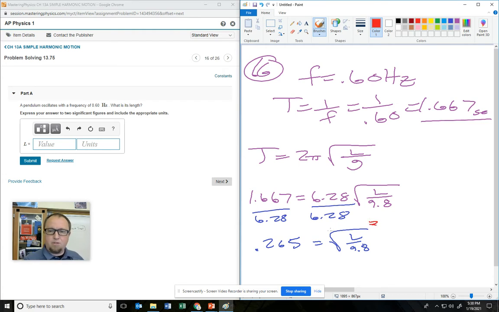Well, how do you undo a square root? You square it. So I square both sides. I'm just going to write down what I get, 0.0704, equals L over 9.8. What's happening to the L? It's being divided by 9.8. So what do I do? I multiply both sides by 9.8. So if I multiply both sides by 9.8, I get 0.69.